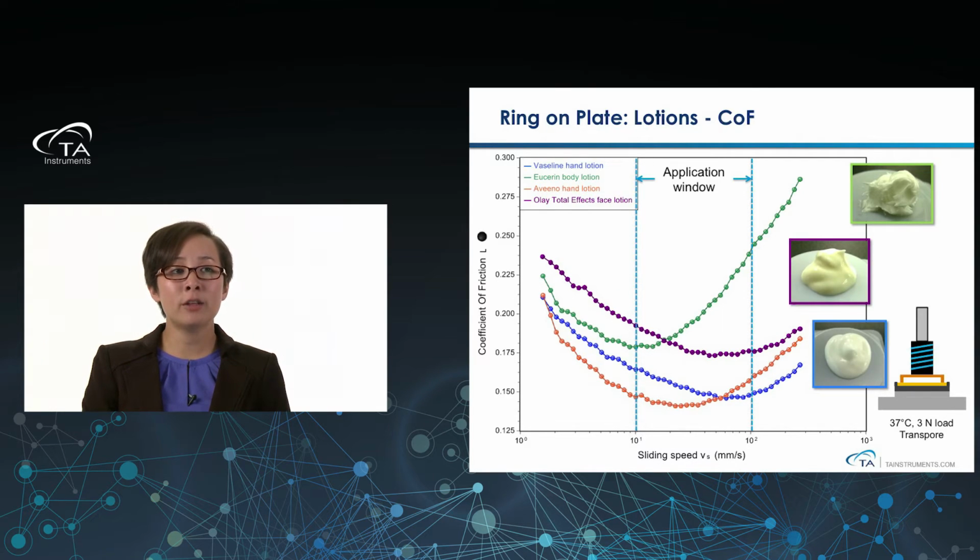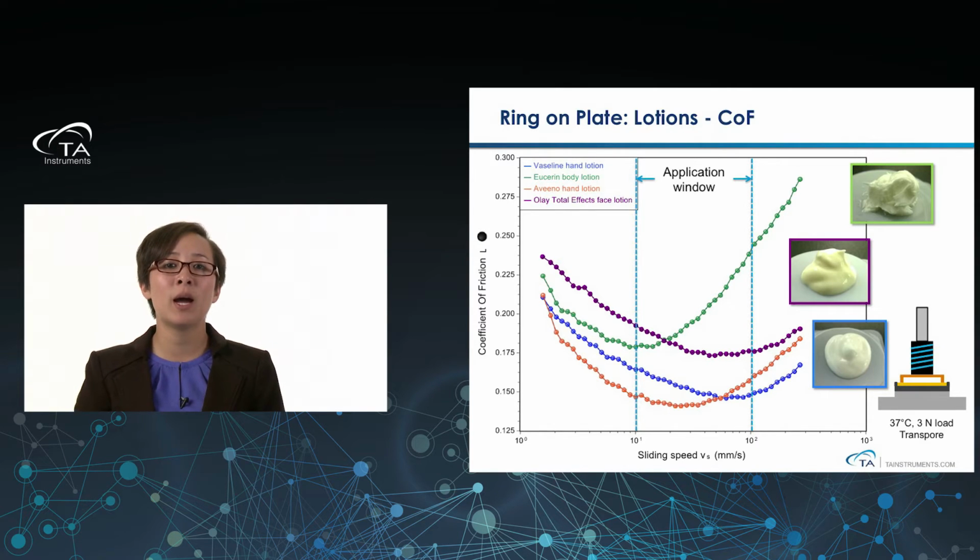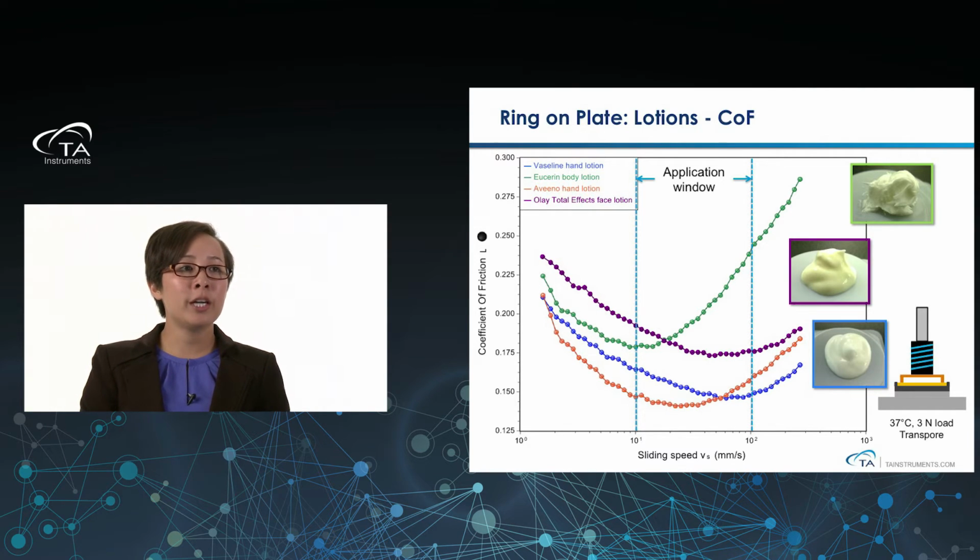So now if we look at the coefficient of friction as a function of sliding speed, so again, coefficient of friction on the y-axis, the sliding speed on the x-axis, and this is studying different types of lotions, right? So in green, we have the Eucerin body lotion. In purple, we have the Olay Total Effects face lotion. The Aveeno is in orange, and then the Vaseline is in the blue. And as you could see from the pictures themselves, they're actually quite different types of lotion, so we would expect different coefficient of friction behavior.